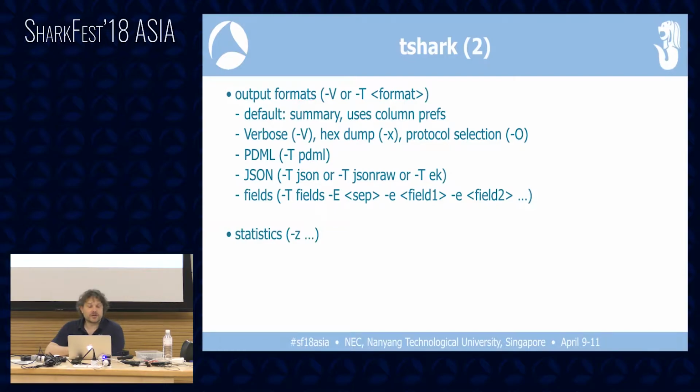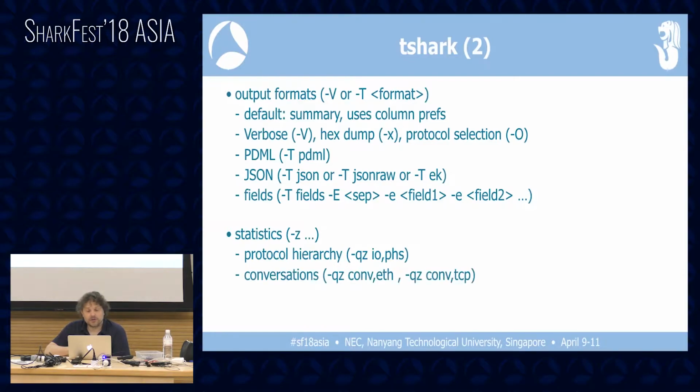Then there's built-in statistics, just like Wireshark has statistics. There's a protocol hierarchy that you can show on the command line as well. You've got the conversation options that you can show on the command line. There's I/O statistics that you can show on the command line.